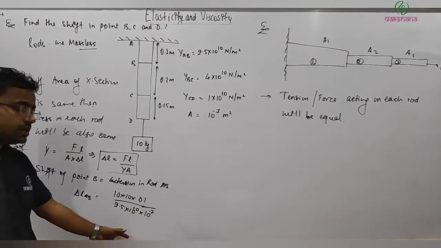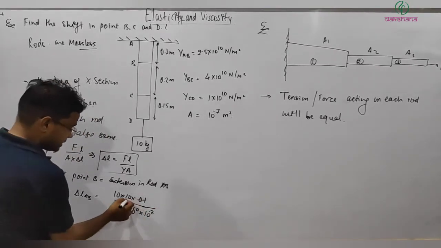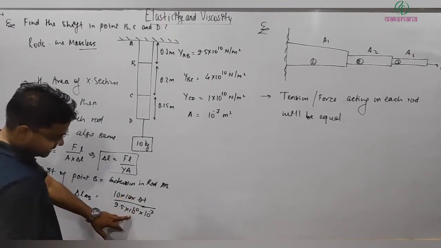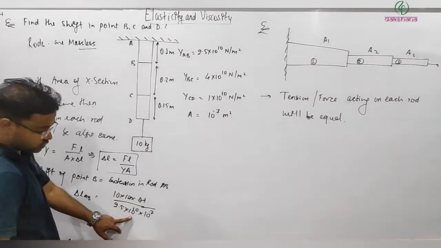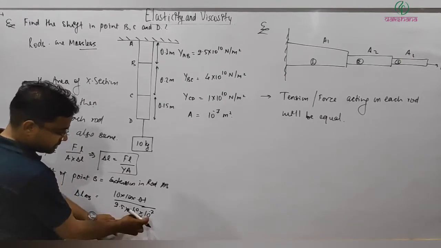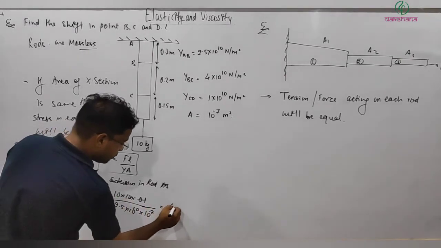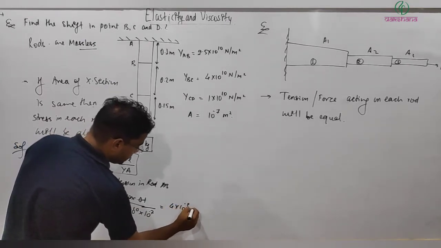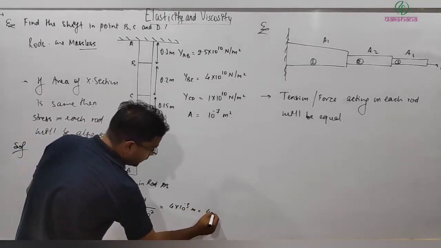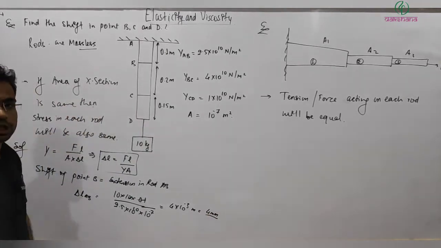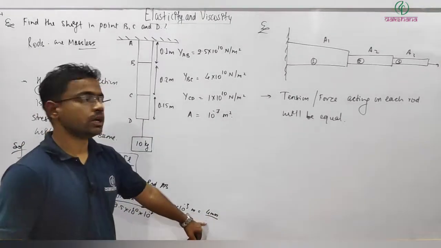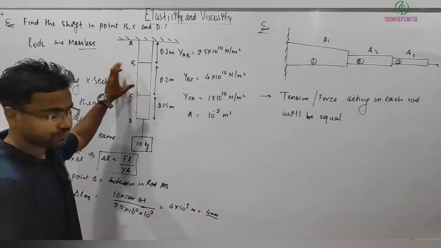So that's all, simple, straightforward. Let's simplify it. This is gone, and 10 to the power here is left with 10 to the power how much? 3, because 7 is gone. So 10 by, then it's 100 by, so it's coming out to be 4 into 10 to the power minus 3 meter, or you can write 4 mm. So this is the shift, or also the extension in part AB.